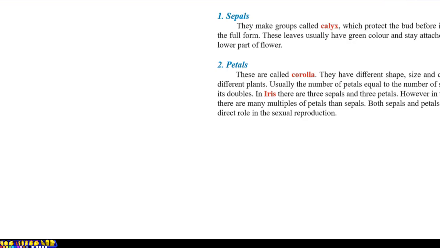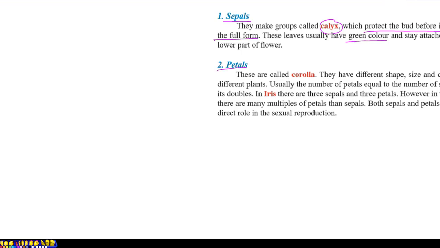The two parts of the flower which have no direct role in sexual reproduction are the sepals and petals. Sepals make the group called the calyx. One single green colored leaf located at the base of the flower is a sepal, but as a group of 3 or 4 or 5, we call them the calyx. Their function is to protect the bud before it reaches full form. Before a rose or another flower opens, it is covered by some number of small green colored leaves. We call them the calyx. They usually have a green color and stay attached to the lower part of the flower until the end.